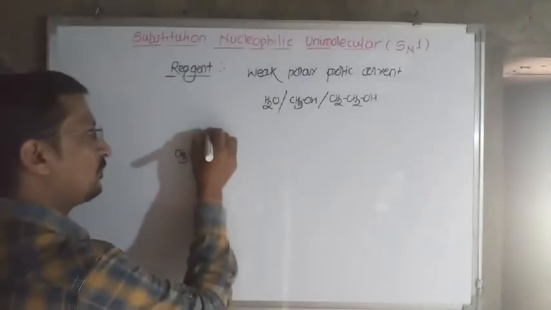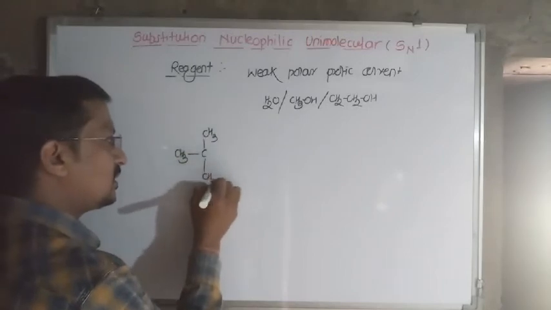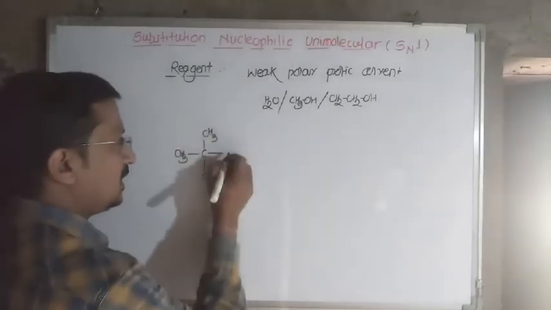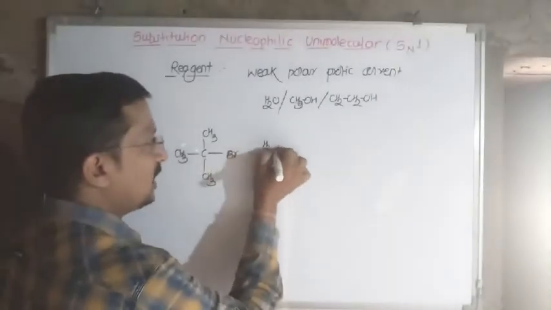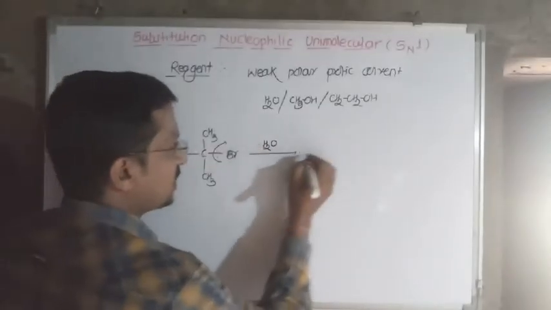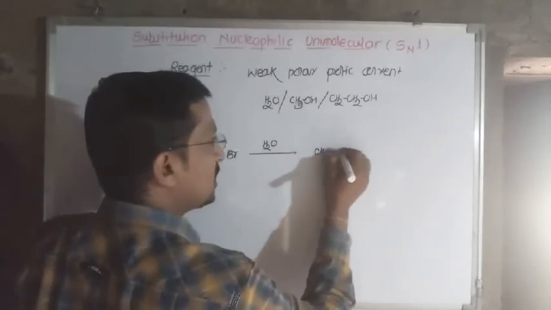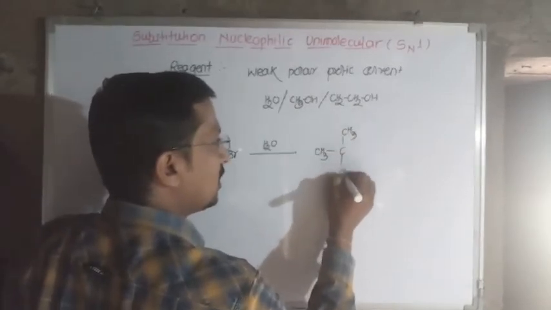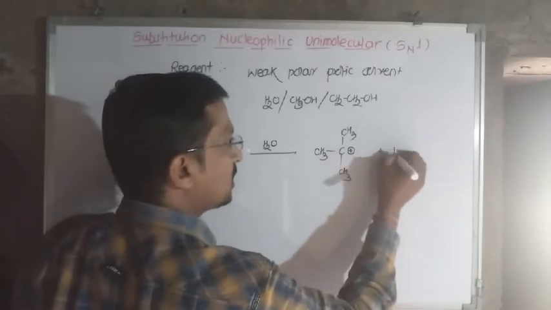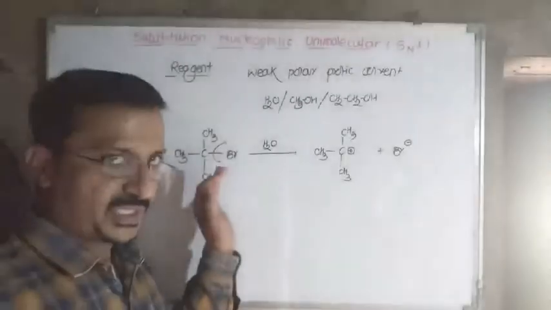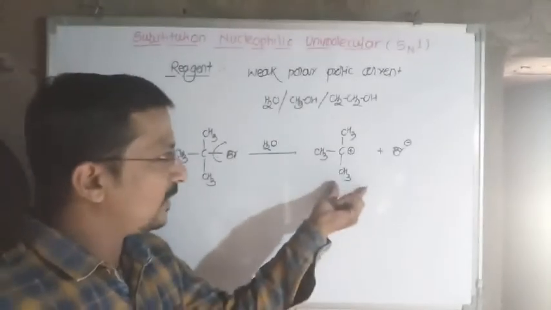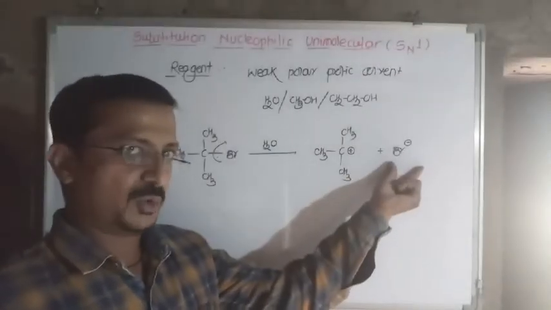If you observe the first step of the SN1 reaction, what happens? CH3Br, and here heterolytic fission takes place. Due to that, bromine is removed from the system and it becomes CH3 carbocation plus Br minus. So in the first step, there is heterolytic cleavage of the substrate, the carbon-bromine bond, resulting in the formation of a carbocation and bromide ion.